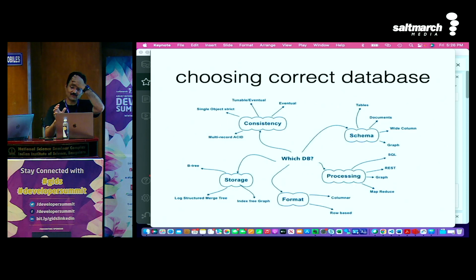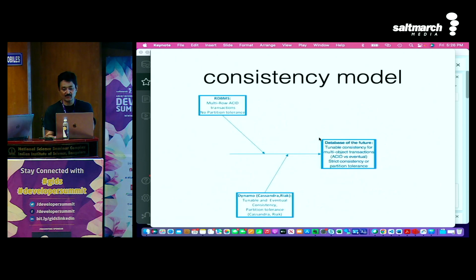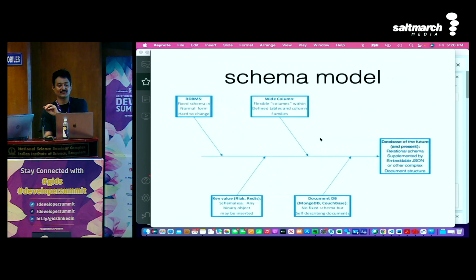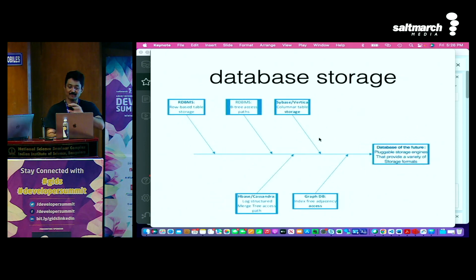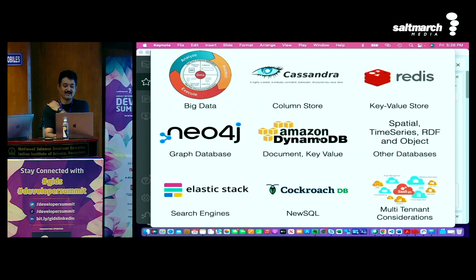Now we are choosing, which one should I choose? Consistency, schema, processing, and storage. Which is the model going in? They're all combining. The consistency model is combining and all becoming embedded JSON. Wide columnar is also becoming embedded JSON. They're supporting all the languages now. So all of them are coming in, and the same thing is true with the RDBMS databases.